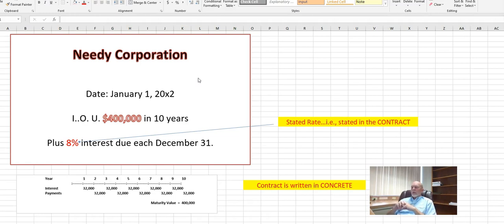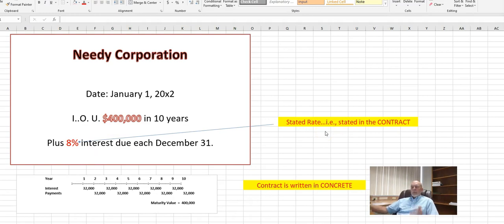But on this one, remember, a bond is a stack of IOUs, and the face value of each one is $1,000. So we have a stack of 400 $1,000 bonds that we are issuing in the marketplace, but we're going to talk about it as one big transaction. So we're issuing this $400,000 bond. 8% is the rate that is stated in the contract.